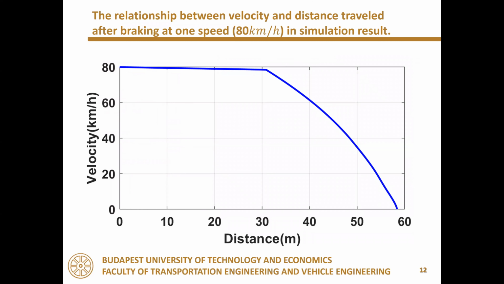The data for this figure is acquired after executing a PreScan scenario, which includes a car traveling at constant speed and connecting to the MATLAB program that calculates the braking distance. So the relationship between the velocity and distance traveled after braking at one speed, 80 km per hour, in the simulation result is shown in this figure. And we notice that it takes approximately 28 meters to stop.